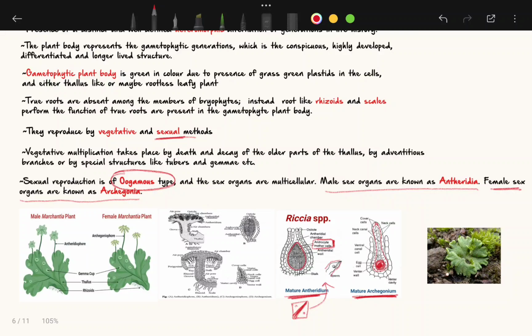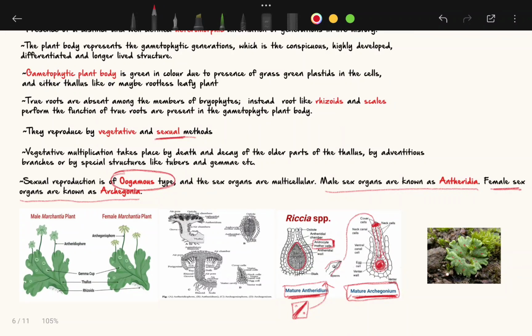Now in the presence of water, these cover cells will open up, and the sperm will swim towards the egg and fertilize it. This antheridium and the archegonium, the male sex organ and the female sex organ, are embedded in the plant body.